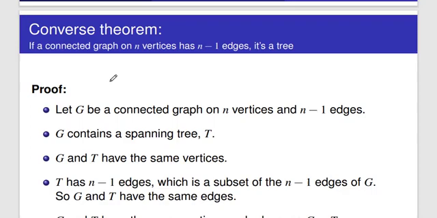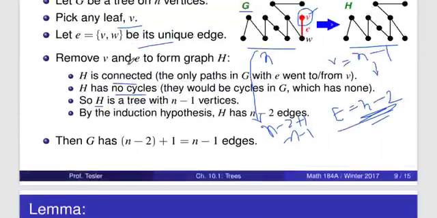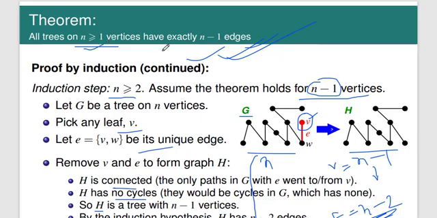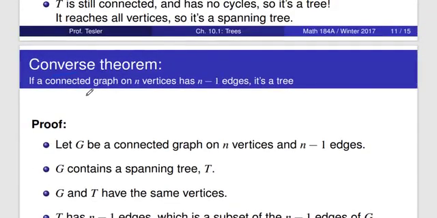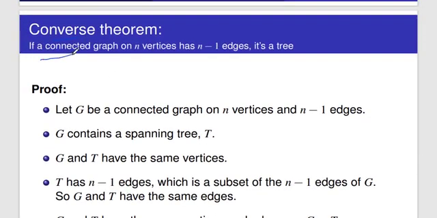Then next is the converse theorem. What is the converse theorem? In the last one we said that a tree with n greater than or equal to 1 vertices has exactly n minus 1 edges. Now reverse it: if a connected graph of n vertices has n minus 1 edges, then it's a tree. So we have to find out whether this is true or not.